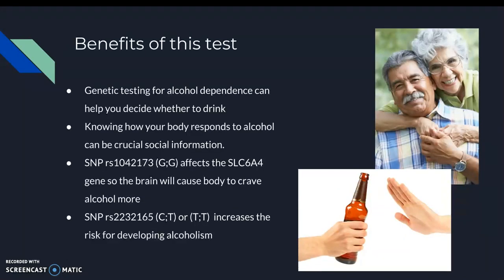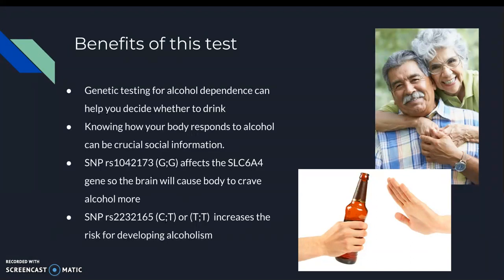Genetic testing for alcohol dependence can help you decide whether you choose to drink. Knowing how your body responds to alcohol can be crucial social information. Testing positive for SNP RS1042173, genotype GG, affects the SLC6A4 gene so that the brain will cause your body to crave alcohol more.